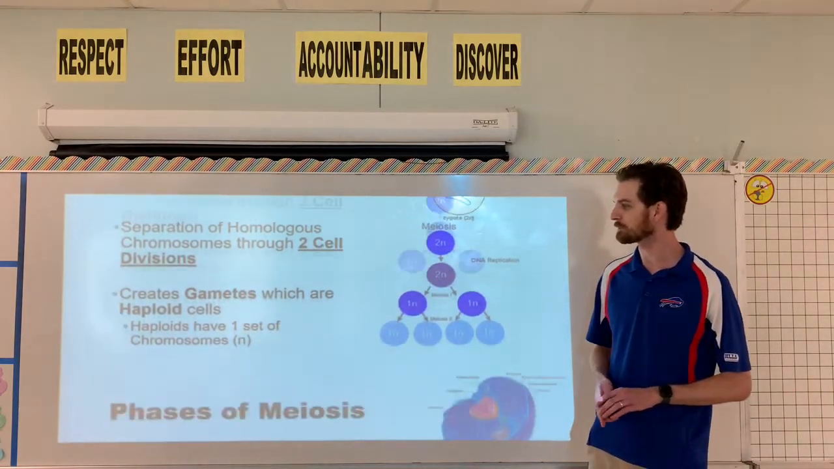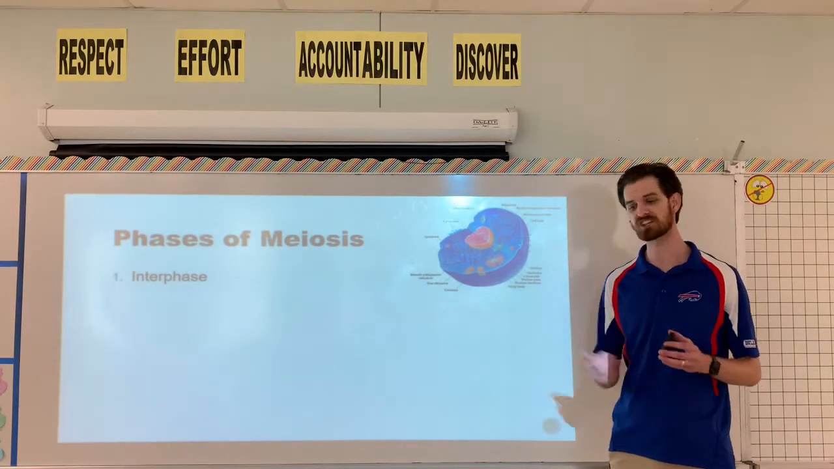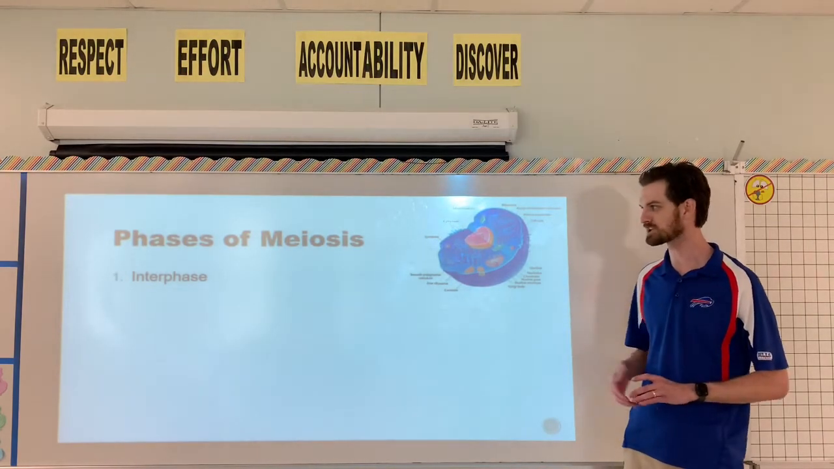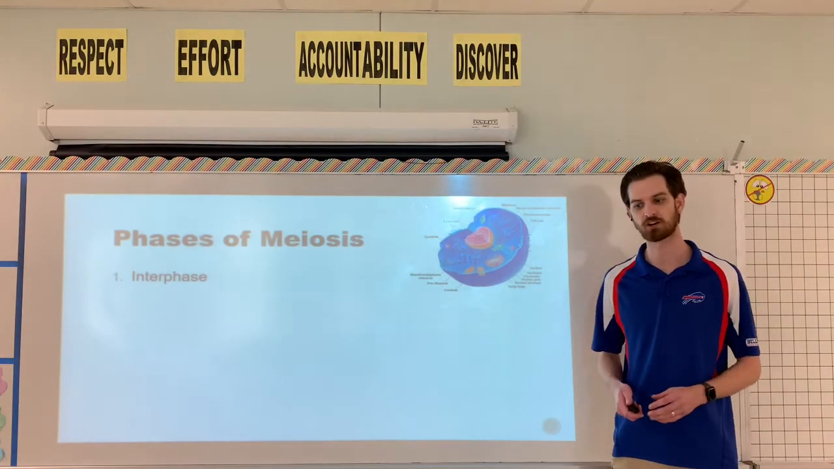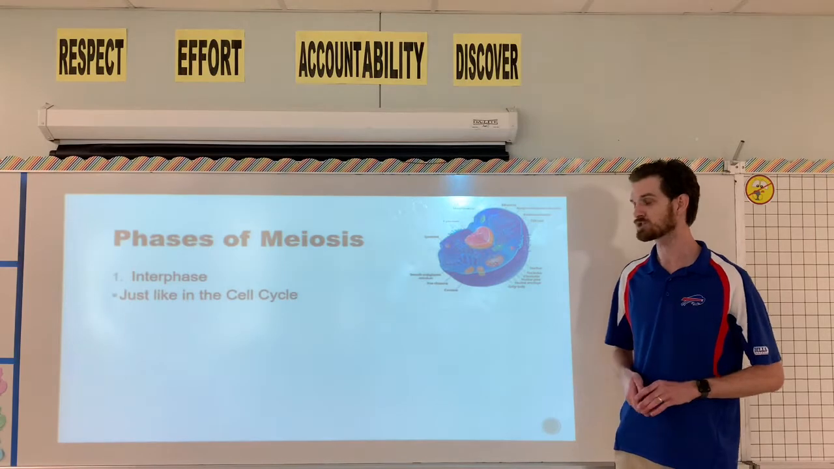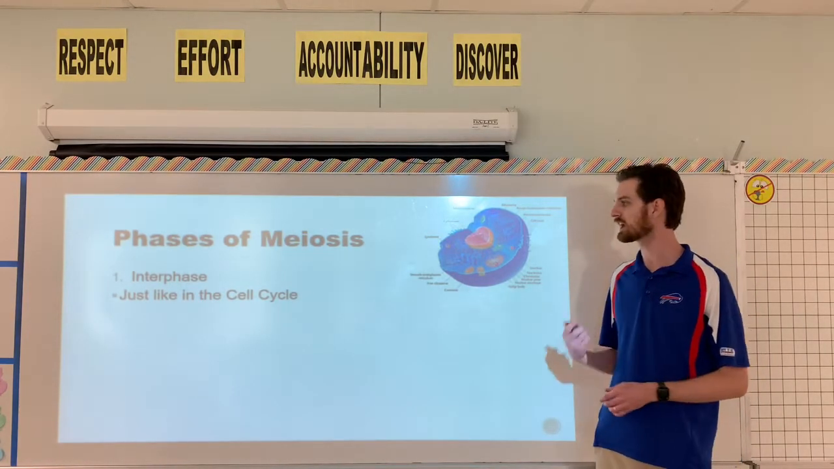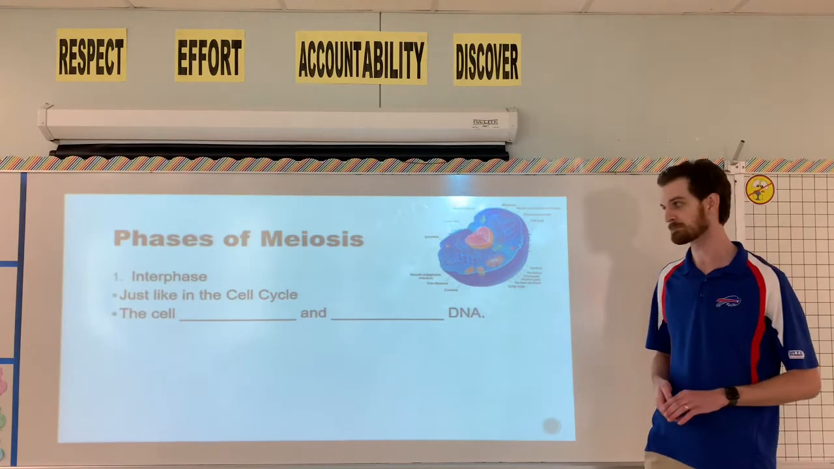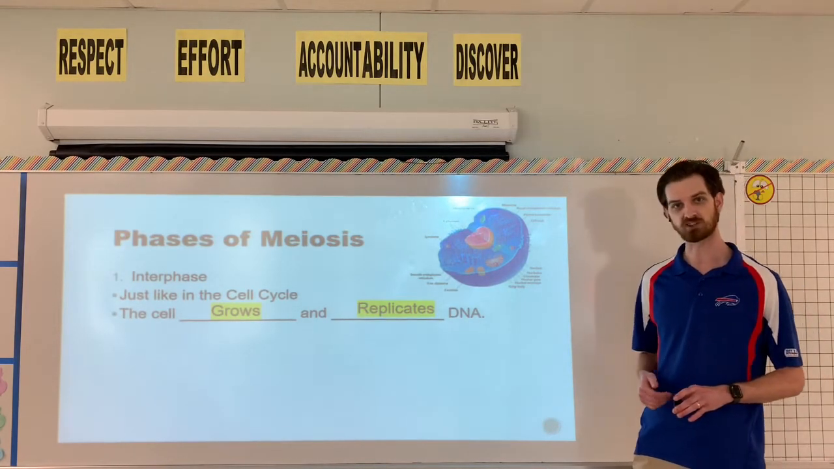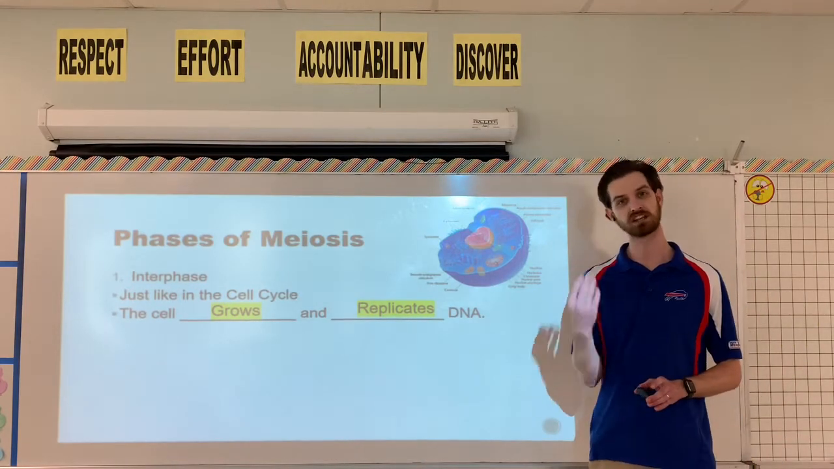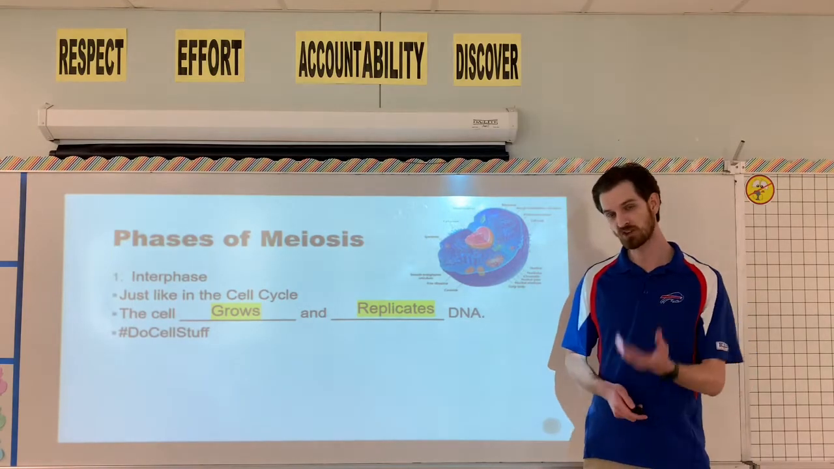All right, so what are our phases of meiosis? Well, we do go through kind of the cell cycle overall, and there's going to be some sort of interphase where the cells are just doing normal cell functions and preparing for divisions. So just like in the cell cycle, they're growing, they're producing proteins, they're getting ready to replicate. So in this case, the cell grows and it replicates DNA. So before meiosis begins, there is a growth and replication of DNA section. Okay, so cell stuff gets done.